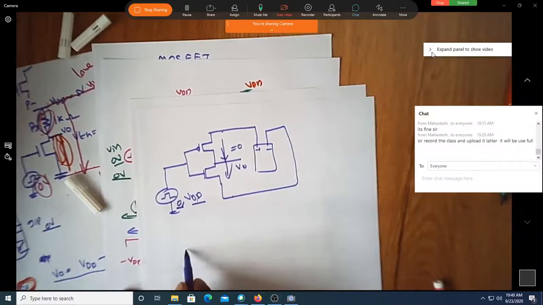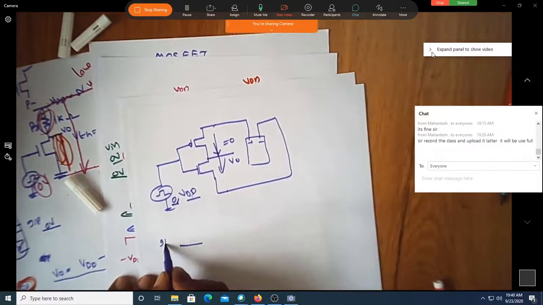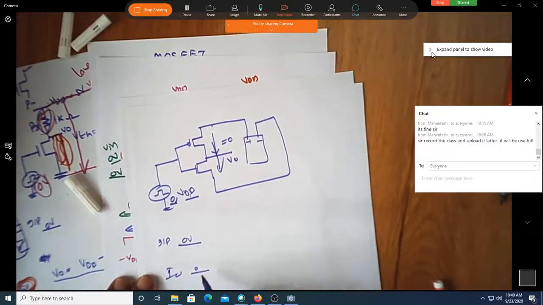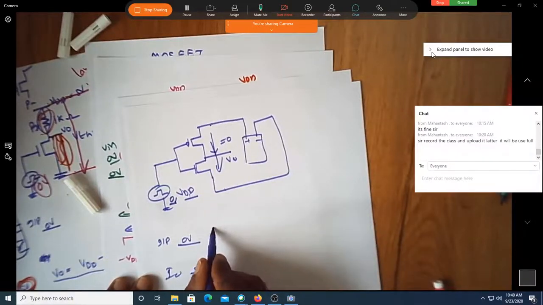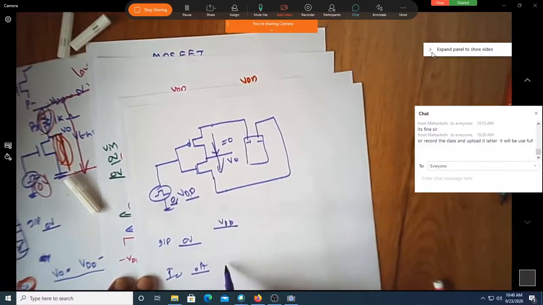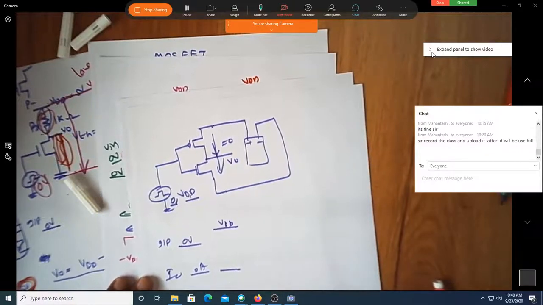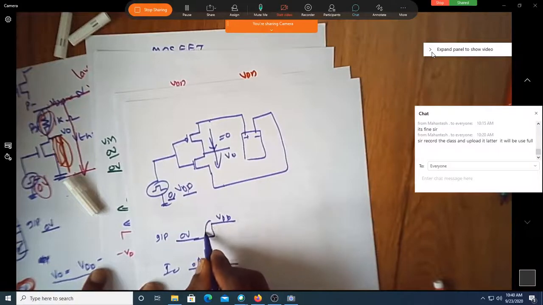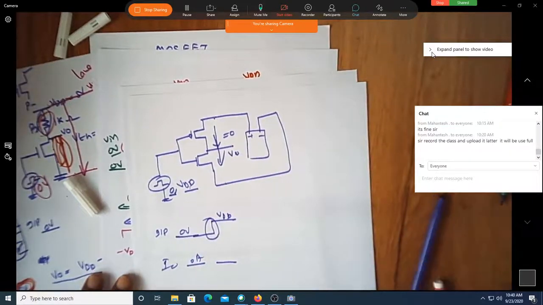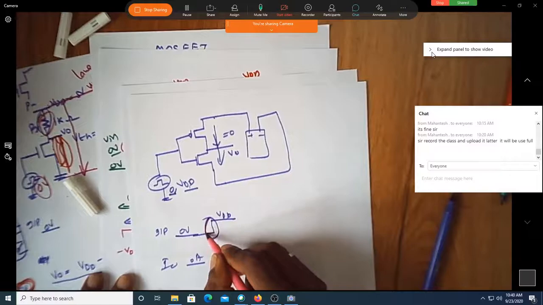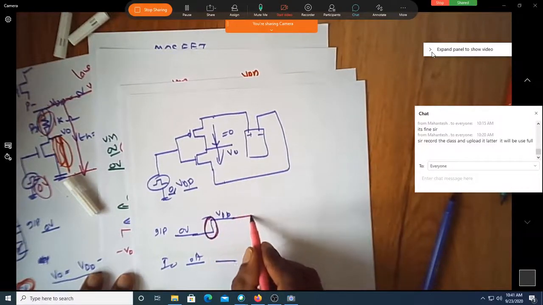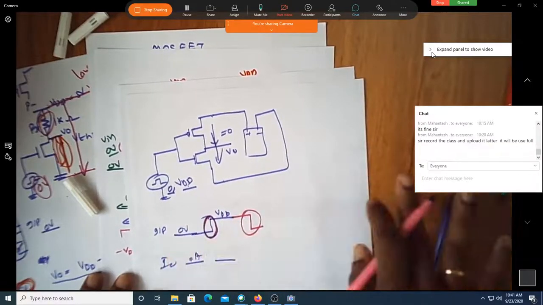When I say static, as long as the input is 0 volt, the current is 0 ampere. As long as the input is VDD, current is still 0. I am not talking about the transition, so be careful here. We are not talking about the transition point from 0 to 1 or 1 to 0. I am not talking about this at all.